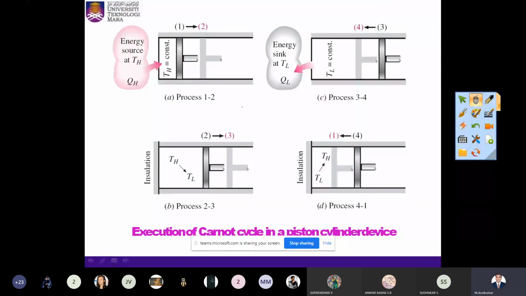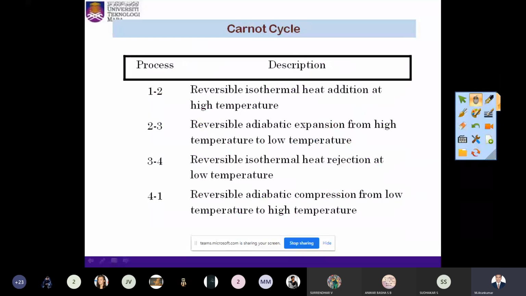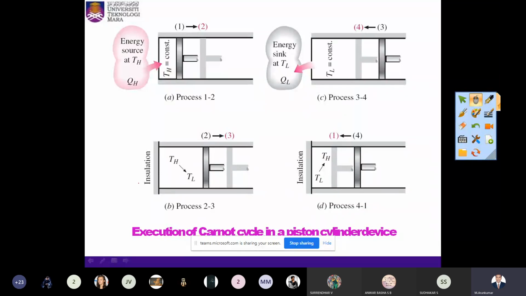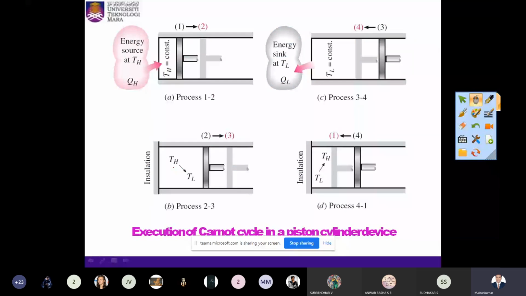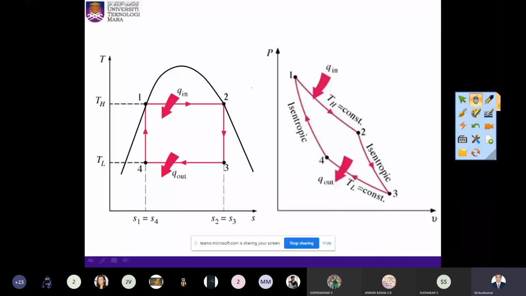I think you may have seen this figure also. The first process is isothermal heat addition at high temperature. Then the reversible adiabatic process, where adiabatic expansion happens from high temperature to low temperature. Then the third process, reversible isothermal heat rejection. Then again a reversible adiabatic process. These four processes give you a Carnot cycle, shown here for a piston cylinder arrangement. Just keep the processes in mind: for the Carnot cycle we have these four processes.